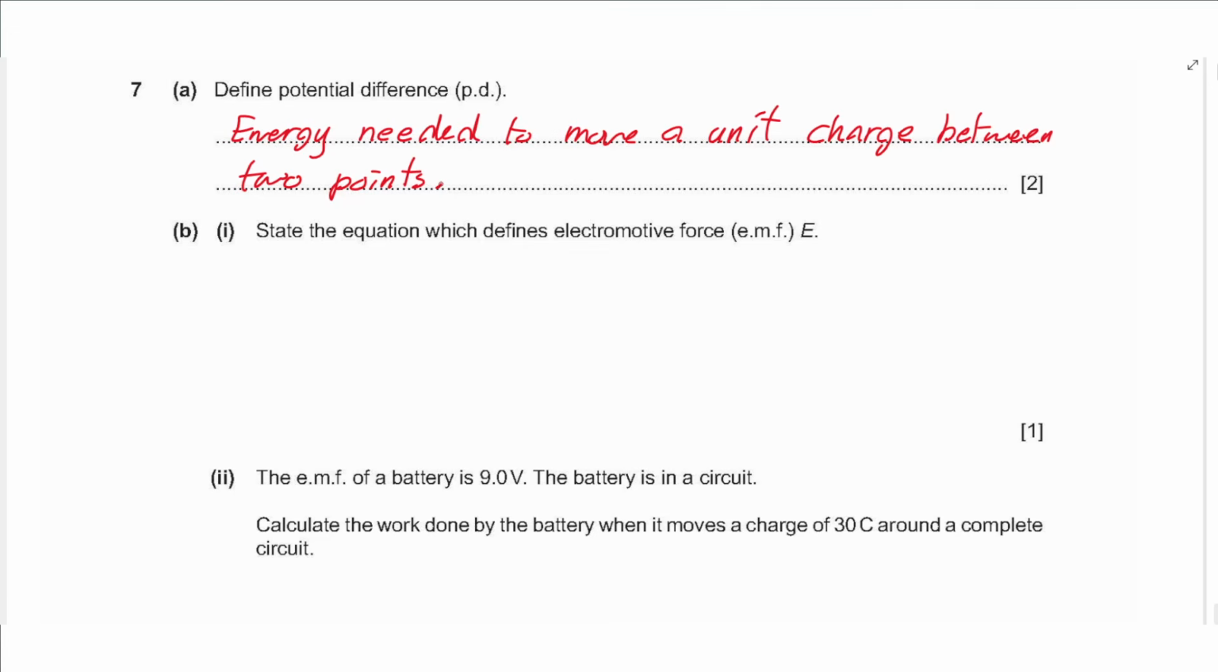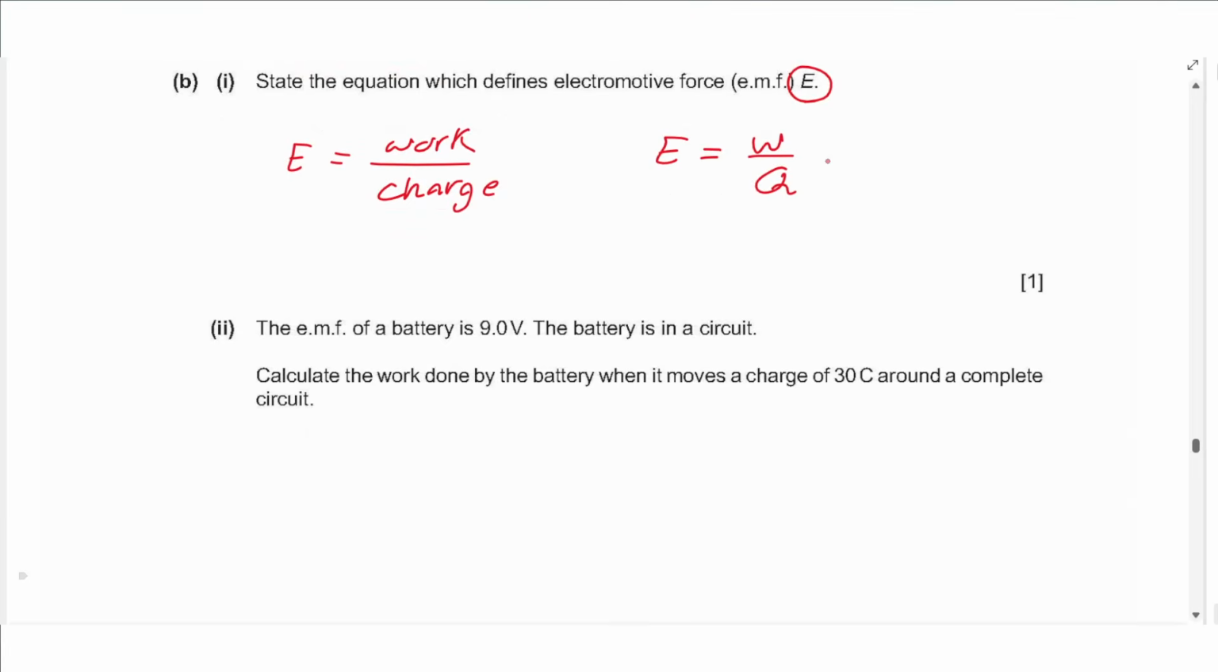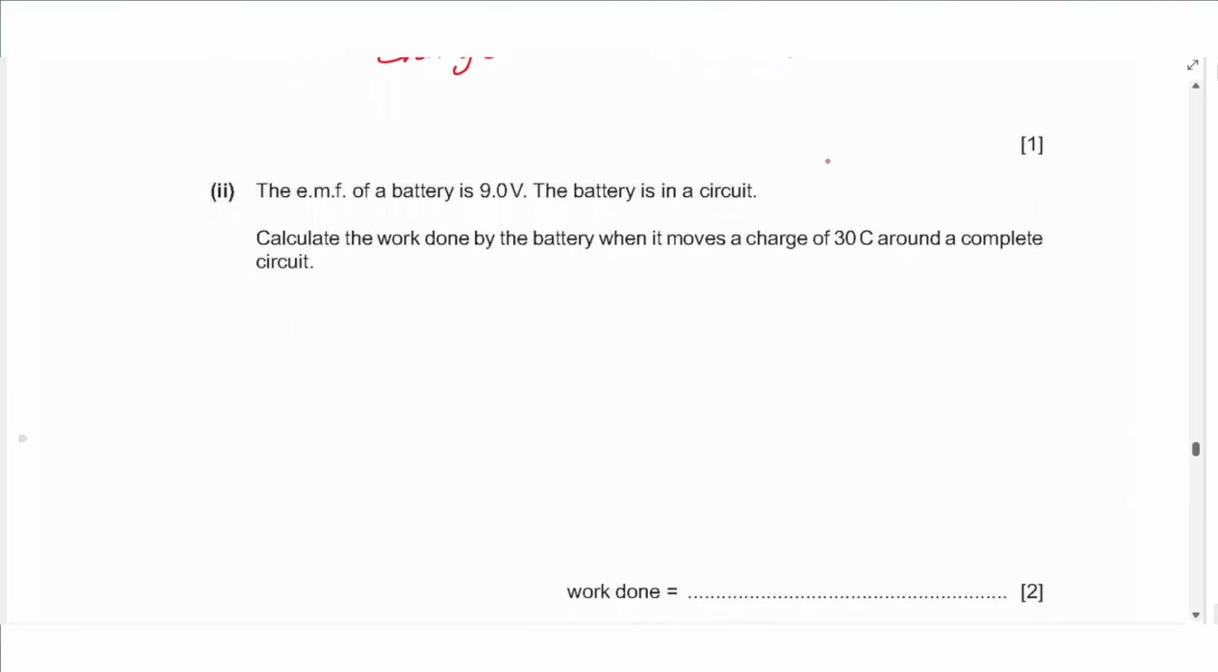State the equation which defines electromotive force. EMF equals work over charge, or we can rewrite it as E equals W over Q. We usually use the symbol V for potential difference or EMF, but here you are required to use E. BII says the EMF of a battery is 9 volts and the battery is in a circuit.